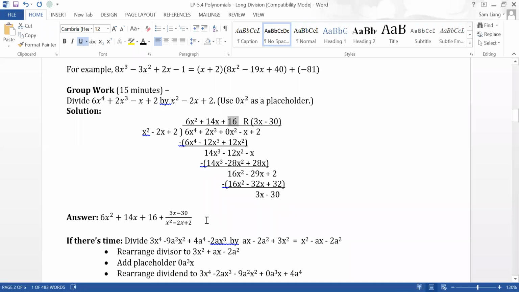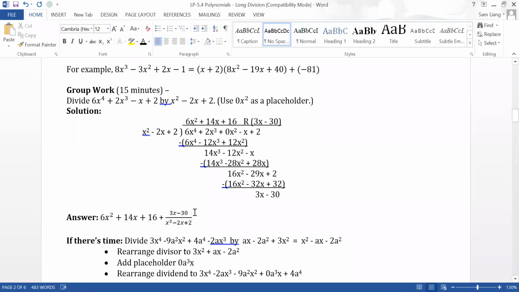Note here I write the answer differently than the example that we did earlier. Here the quotient is 6x squared plus 14x plus 16, and the remainder is 3x minus 30. And then I place that over the divisor. That's kind of like if I were dividing 5 by 3. The quotient for 5 divided by 3 is 1, and then you have a remainder of 2, so it'll be 1 plus 2/3, or 1 and 2/3. That's how we're writing it here.